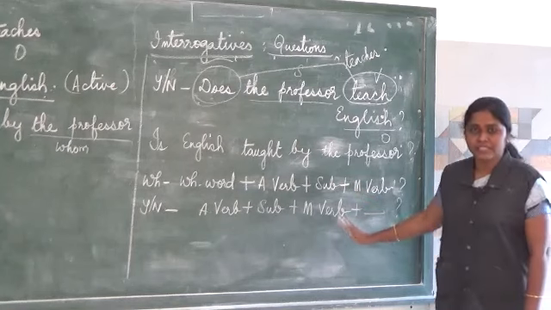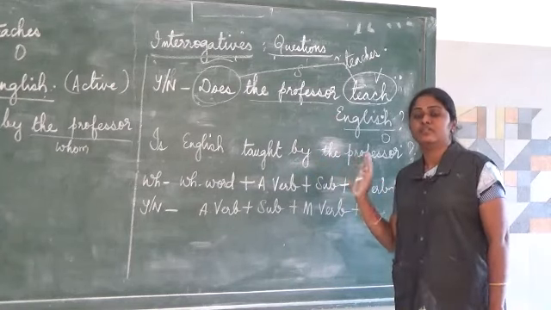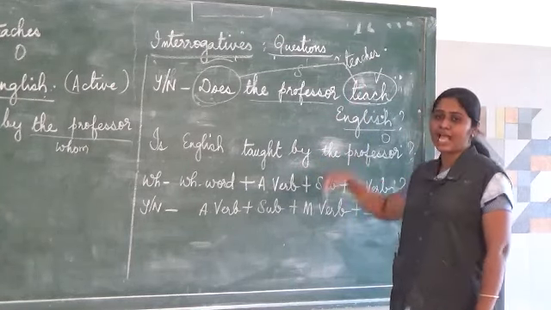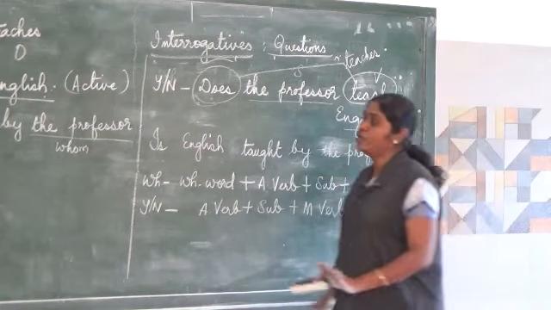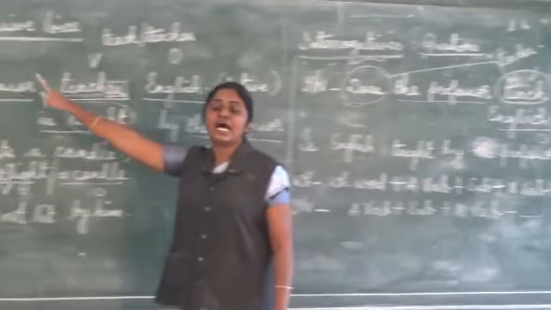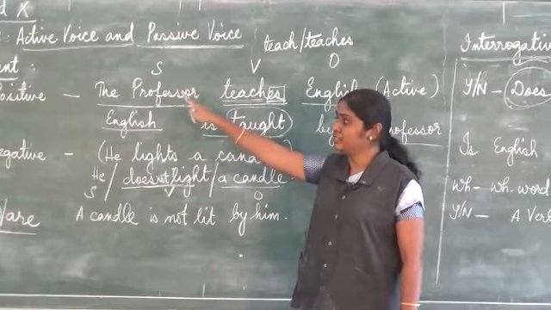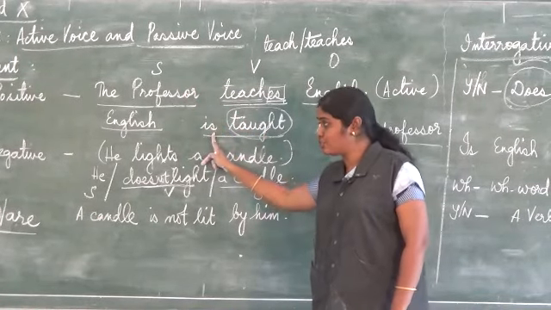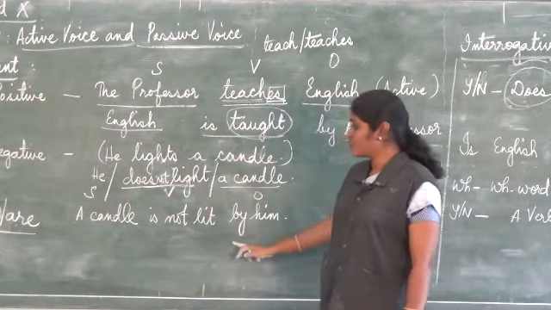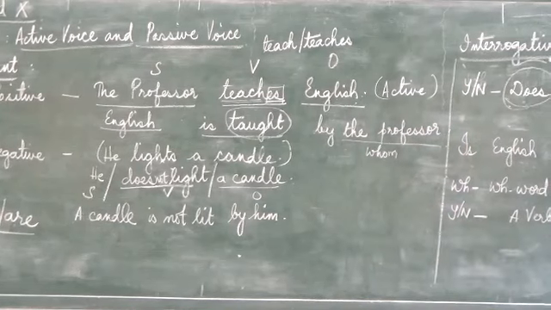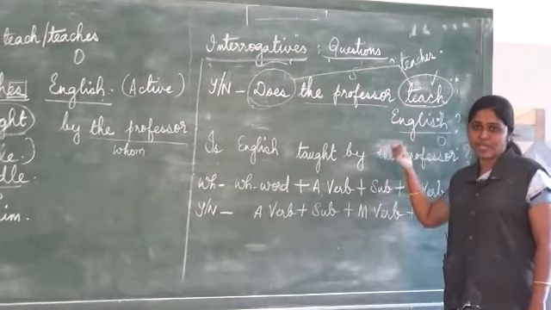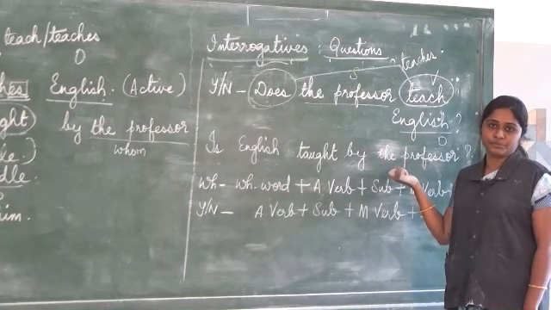If you remember this and if you follow these things, it will be very easy for you to change from active to passive voice. So for simple present tense, I have taught you how to change a positive sentence into passive voice, a negative sentence into passive voice, then a WH question into its passive form and a yes or no question into its passive form.